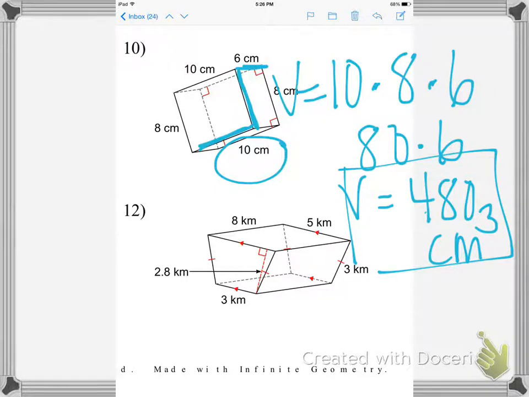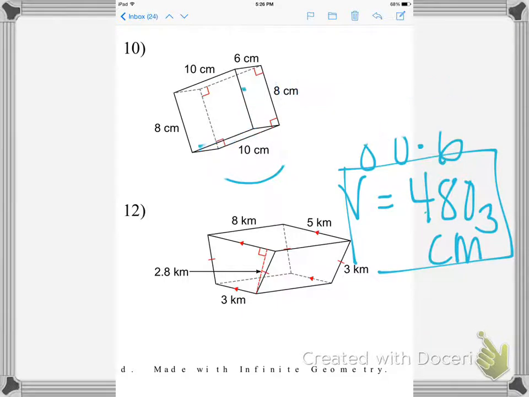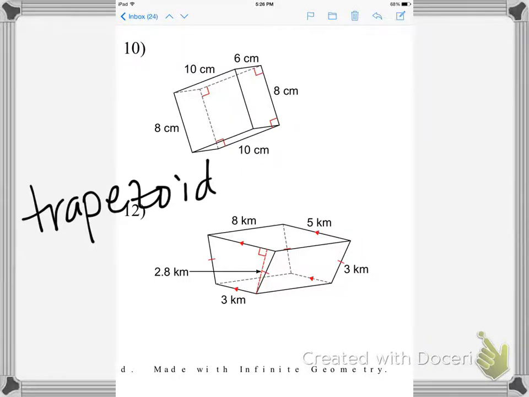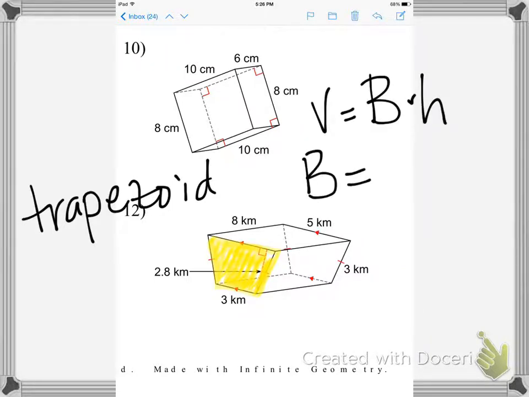Okay, I'm going to go over to number 12. So for number 12, this is a trapezoid here. So I'm just going to highlight my trapezoid. That's one of my bases. There's 2 trapezoidal bases here. So there's my trapezoid, and the formula is area of the base times the height. For a trapezoid, the formula is height times base 1 plus base 2 divided by 2.